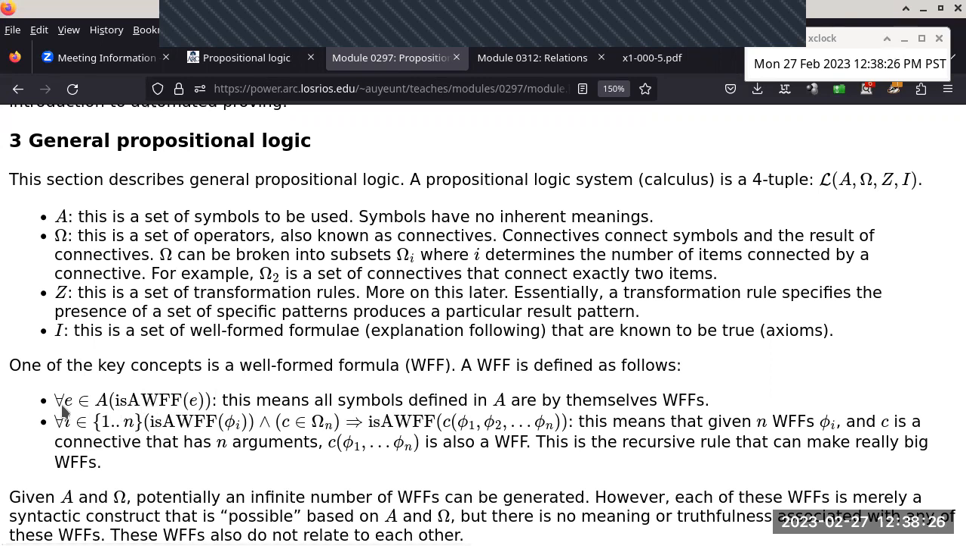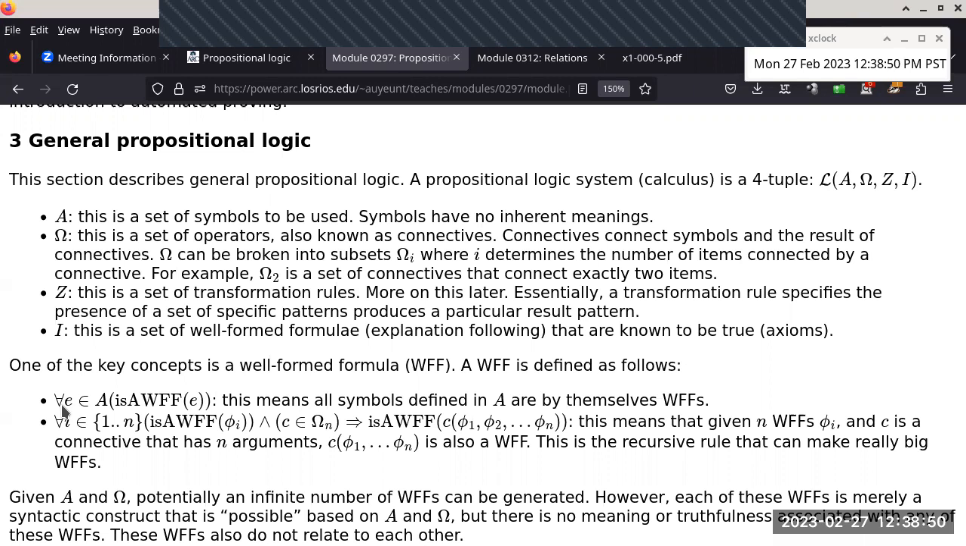Don't ask me why, because this is what is required in order for a propositional logic system to work. Yes? Inside the predicate there, is it saying is a WFF, or what is that exactly? It basically means every element of A is by itself a well-formed formula. That's what it's trying to say.